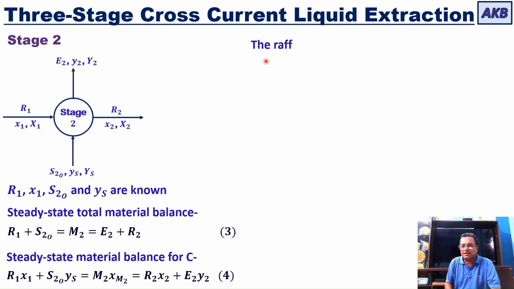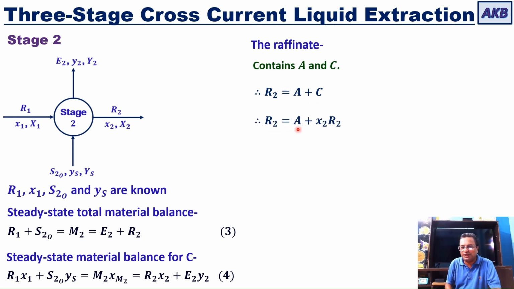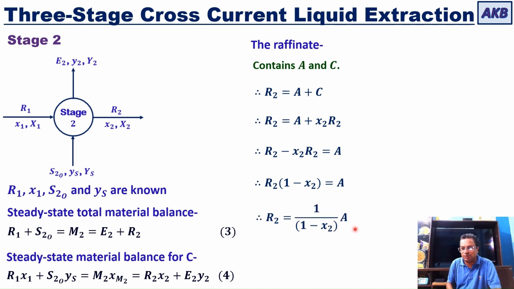Okay, now let us look at the raffinate that comes out of stage number 2. It will be containing A and C in it. And then mass of raffinate will be mass of A plus mass of C. That is R2 will be equal to A plus x2 into R2, mass of C in raffinate. Then I'll bring this term to this side. So it will be R2 minus x2 into R2 is equal to A. And R2 can be taken common. So it will be R2 into 1 minus x2 is equal to A. Then 1 minus x2 I'll bring on this side. So it will be R2 is equal to 1 upon 1 minus x2 into A.